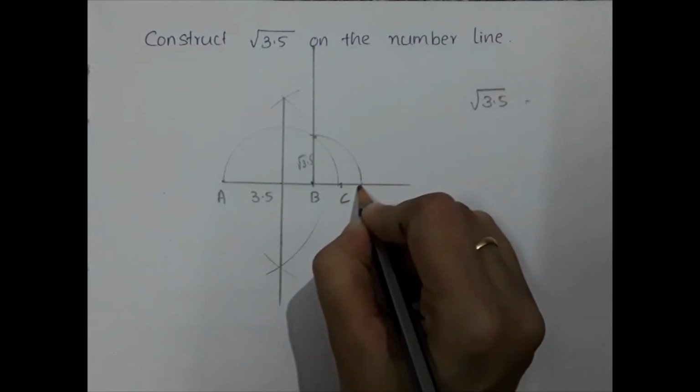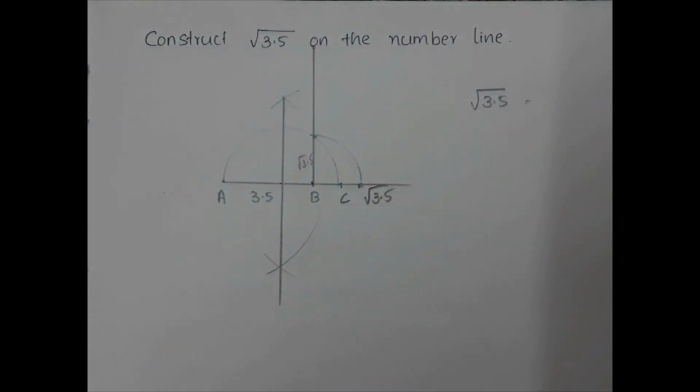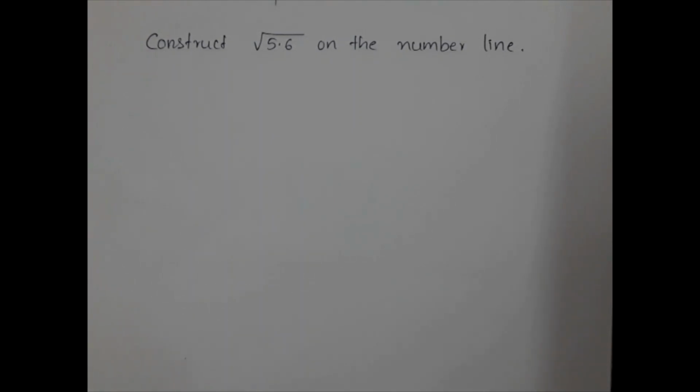So this represents what? Root of 3.5. Hope you clear this one. One more question I will do. So please do it. Next question is construct root 5.6 on the number line.